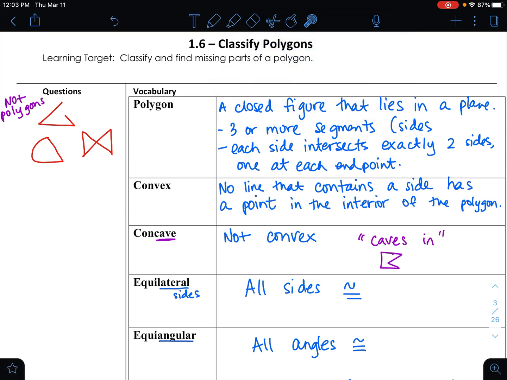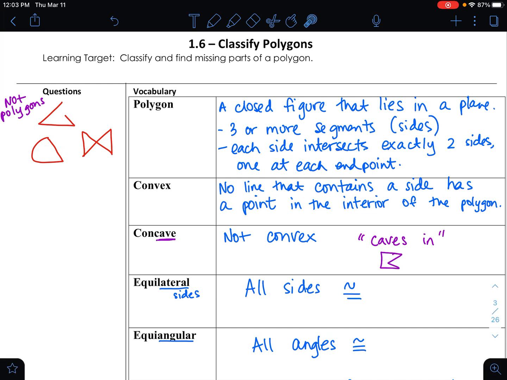Okay, defining a polygon. So the basic definition here is this sentence. It's a closed figure that lies in a plane. So I gave an example of a non-closed figure over here. There's a gap in the opening. Okay, not considered a polygon. We have 3 or more sides, which are considered segments. So this example over here has a curved side. That is not a polygon. Circles are not polygons because they don't have any segments.